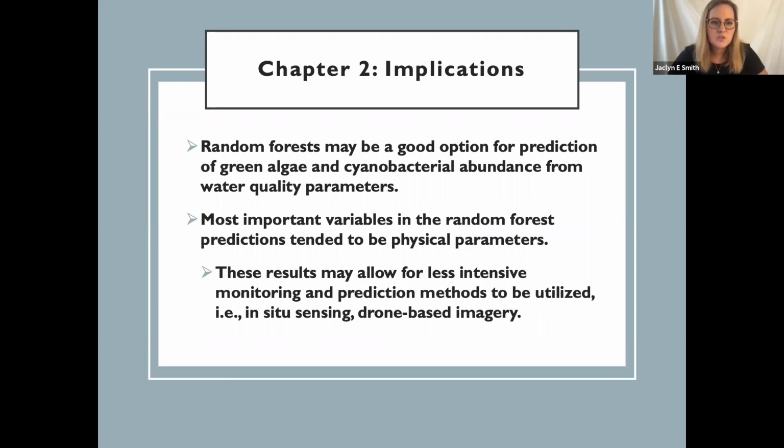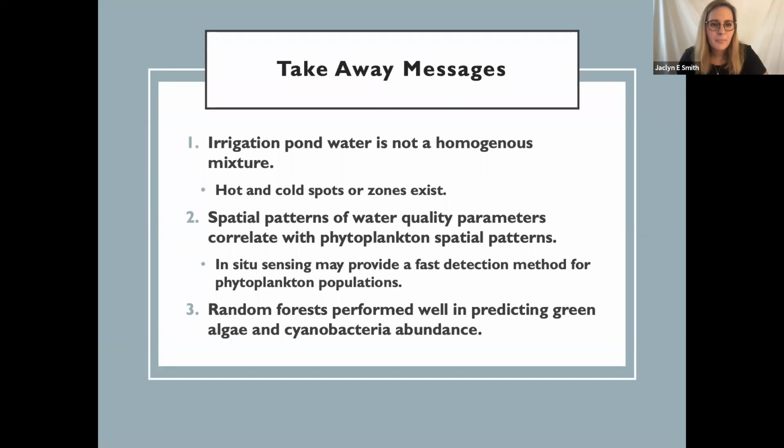So what are the implications with this? Random forests might be a good option for prediction of green algae and cyanobacteria abundance from these water quality parameters. Most important variables within the random forest predictions tended to be these physical parameters, which means that we might be able to use these less intensive monitoring and prediction methods like in situ sensing or drone-based imagery.